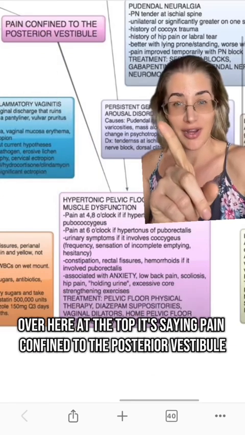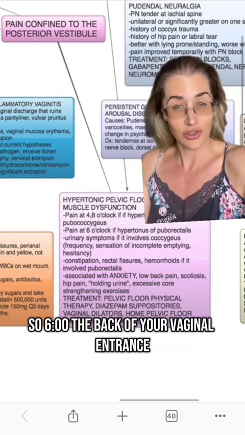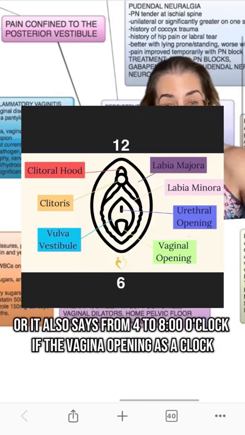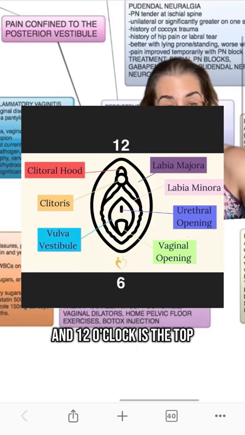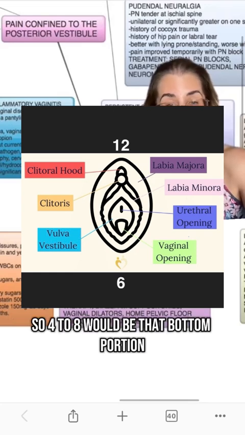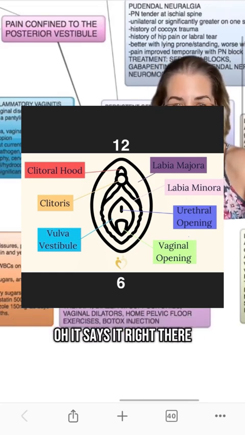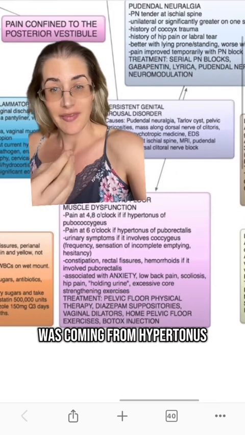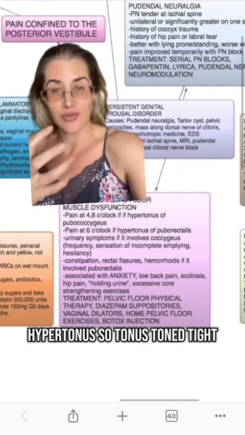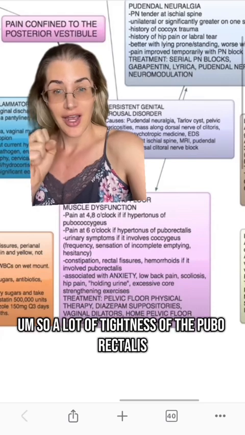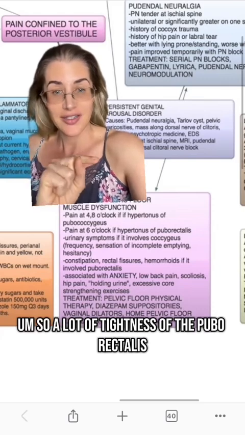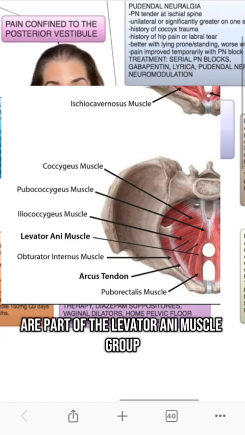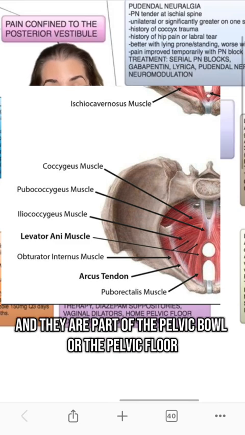Over here at the top, it's saying pain confined to the posterior vestibule, so 6 o'clock, the back of your vaginal entrance. Or it also says from 4 to 8 o'clock if the vagina opening is a clock, and 12 o'clock is the top, your clitoris or urethra. So 4 to 8 would be that bottom portion. Oh, it says it right there, pain at 4 to 8 o'clock. And this graphic even specifies pain at 6 o'clock was coming from hypertonus, so tonus, toned, tight, hyper, a lot. So a lot of tightness of the puborectalis. So I believe the puborectalis and the pubococcygeus are part of the levator ani muscles. And I think there's 4 of them, and they are part of the pelvic bowl or the pelvic floor.